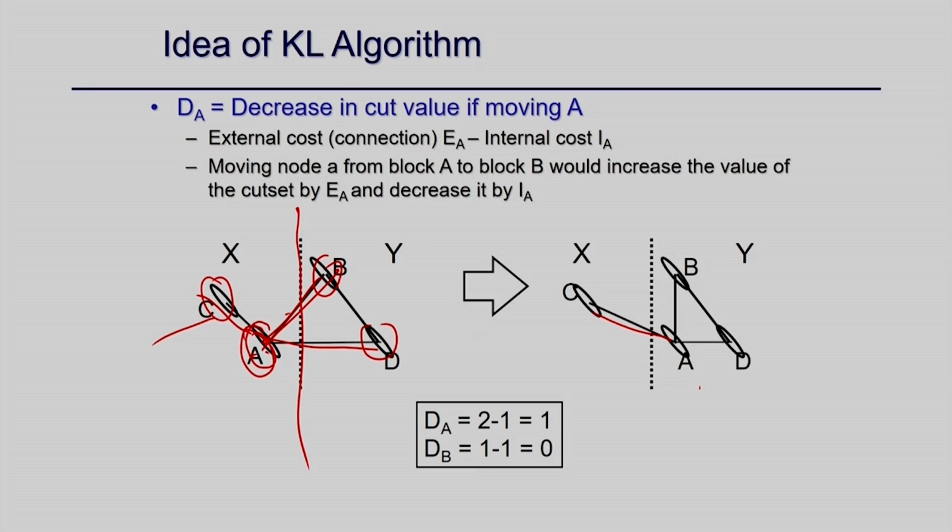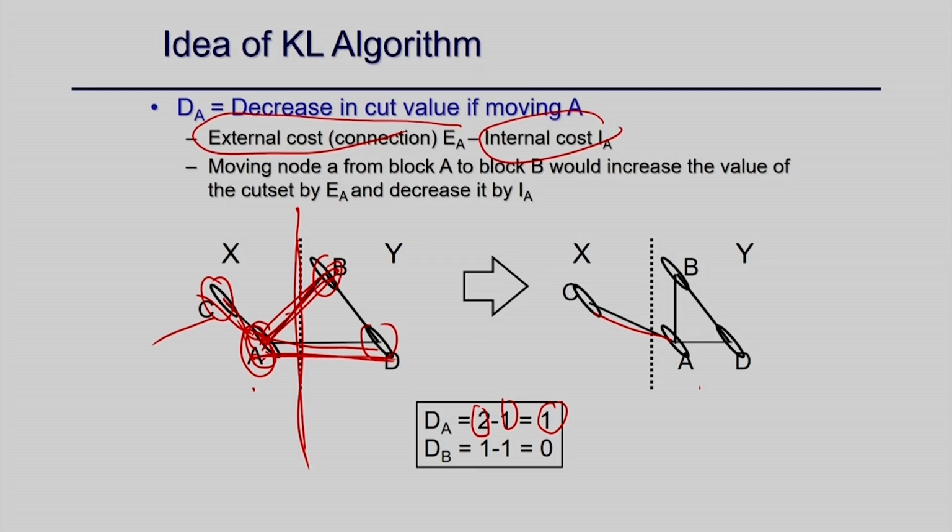So, the gain is the external cost, that is, the edges crossing to the other part, minus the internal cost. If you move a node from this side to the other side, the gain will be this. For example, for A, initially there are 2 connections to the other side, so 2, and only one connection to the same side, minus 1. So if you move A to the other side, the cut size is reduced by 1, and your gain is positive.